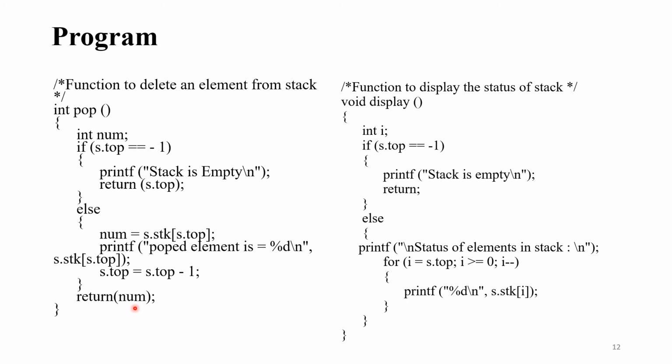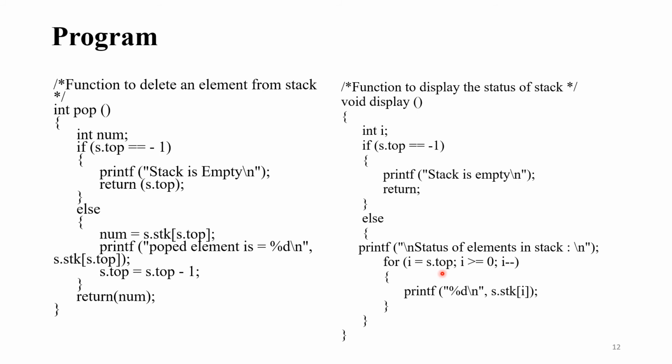Return num. Next is the display function, void display, int i. Here we initialize i, then if s.top == -1, we check if the stack is empty. If the stack is empty, then print stack is empty. Otherwise, we jump to the else part. In the else part, printf "status of element in stack". So here we use a for loop for printing the values present in the stack.